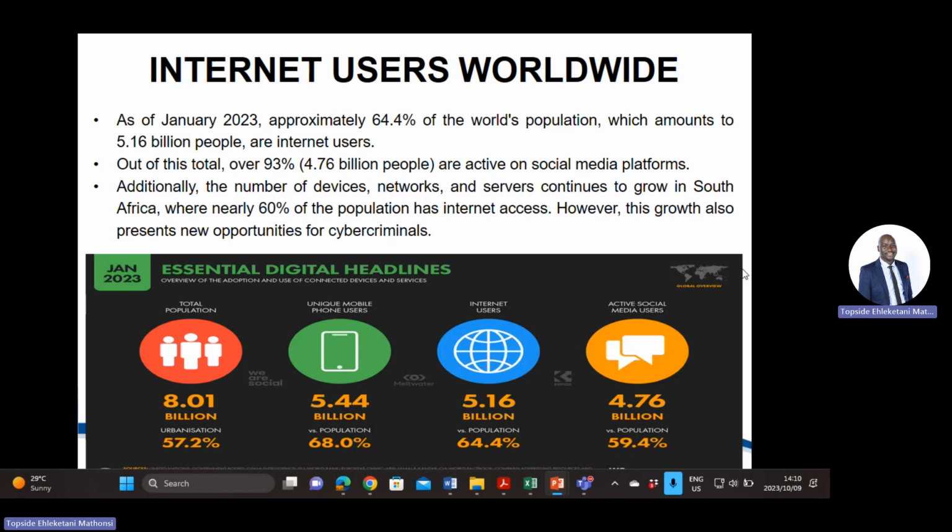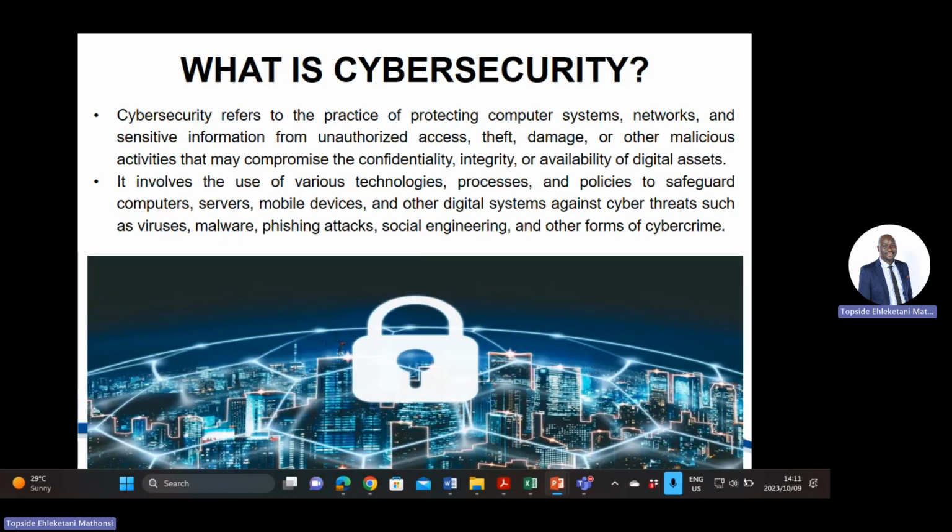These are people that are active on the internet. In terms of active social media users, we have 4.76 billion. In terms of the population, this equates to 59.4% internet users. So that's very, very important to take note of.